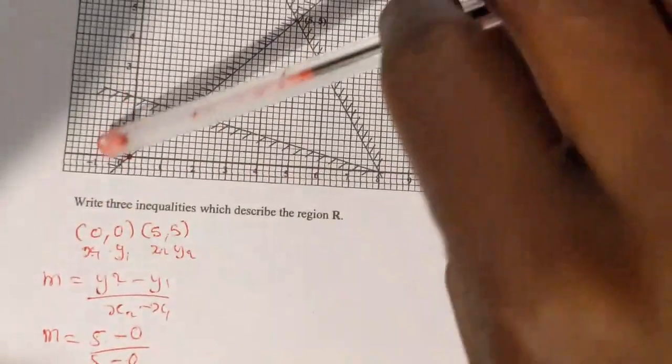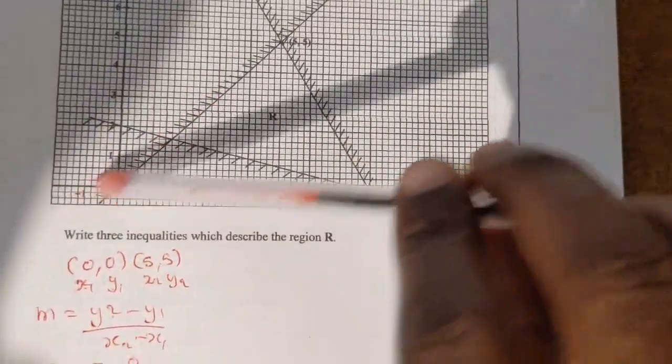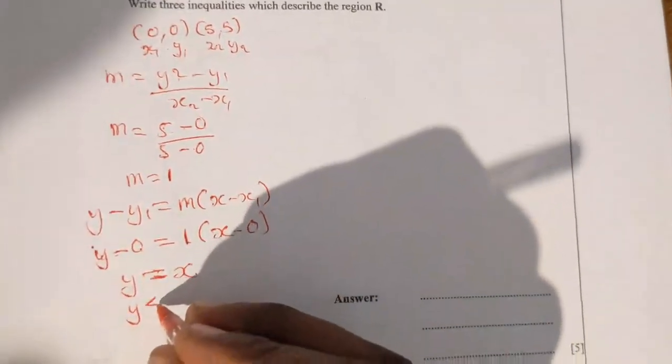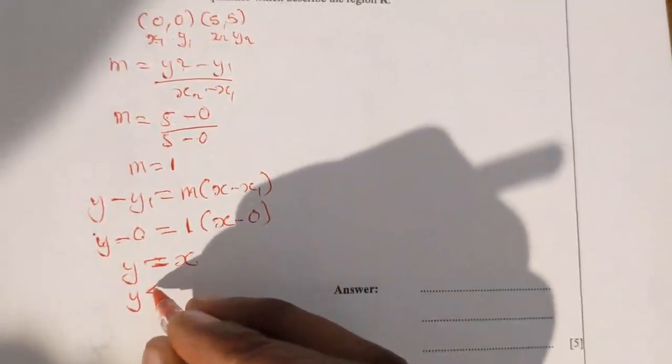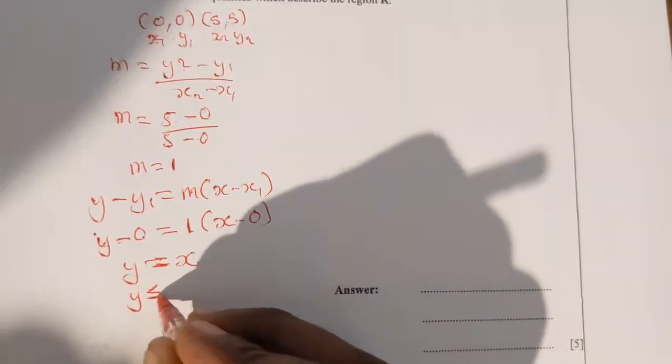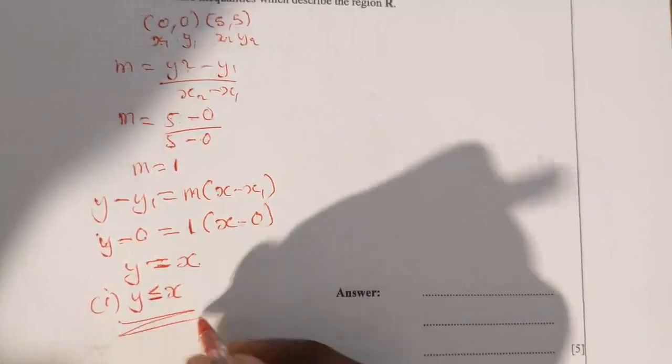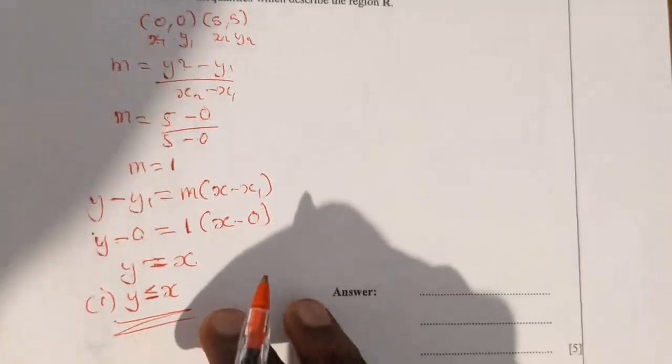So this is a solid line. There are no dotted lines here. If it was a dotted line, we would have left it like this, but it doesn't have a dotted line, so we put the equal sign, then x. So this is the first inequality that you are supposed to put there.